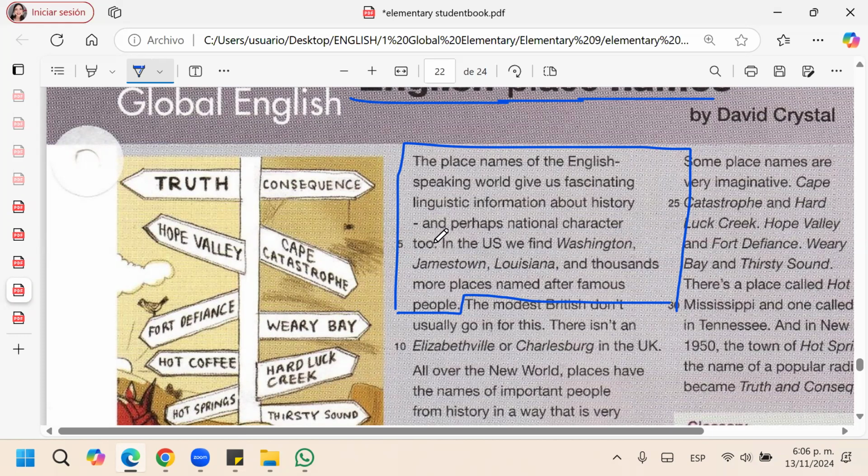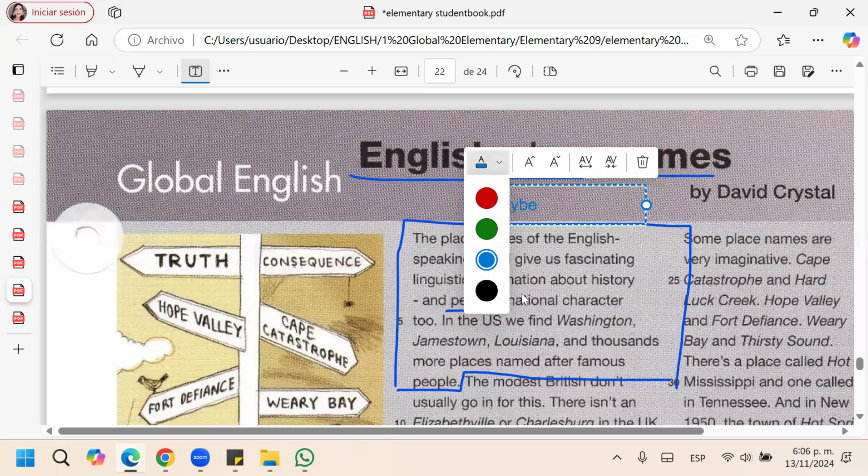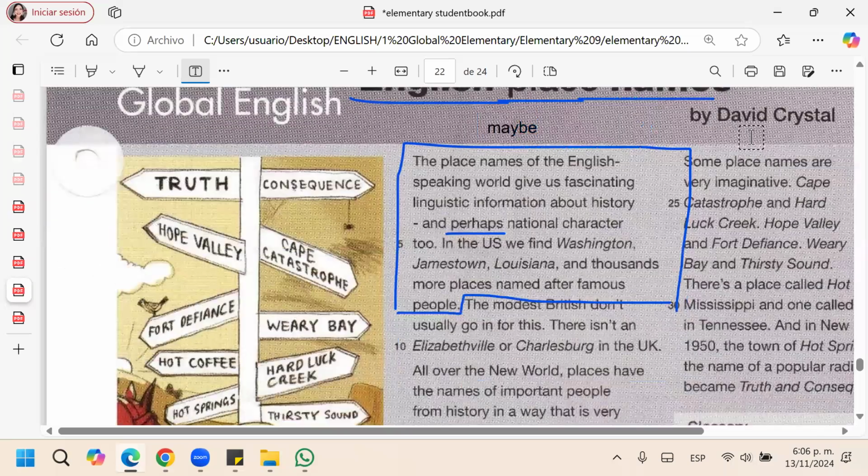Do you know what this is? Perhaps. Perhaps is a synonym for the word maybe. For example, someone asks me, are you going to the party tonight? And I say, maybe. I don't know, maybe. Well, perhaps is a synonym. Perhaps, I'm not sure. Perhaps. Puede ser. Perhaps. Maybe.